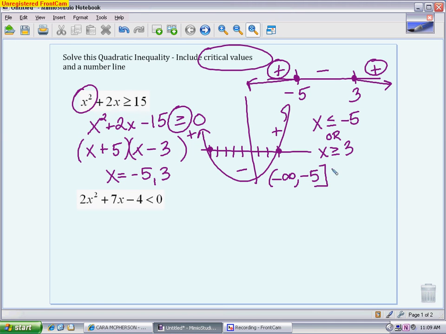And then we're going to join it. We use the capital U to mean union, or to join, with from 3, starting at 3 and then going all the way to the right in the positive infinity direction. I do not care on a test which way you write it.